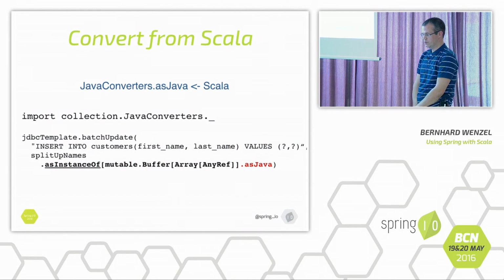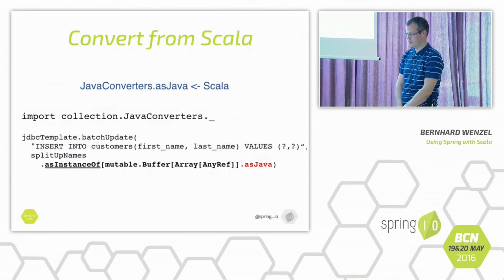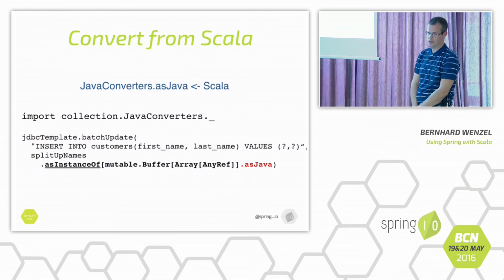What we need to do, we still need to convert it into a Java collection. And for this, Scala has so-called Java converters. By Scala magic, you just need to import this package, and then you have a method called asJava available. So after you do all the casting, you call asJava, and then you can pass this to Java.